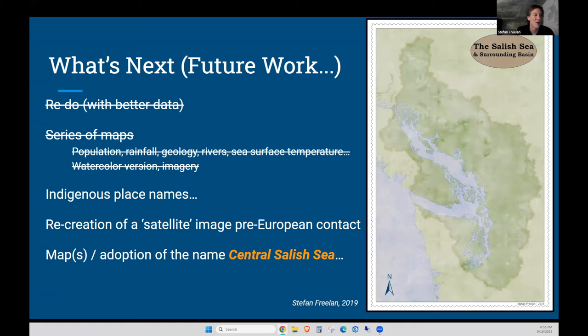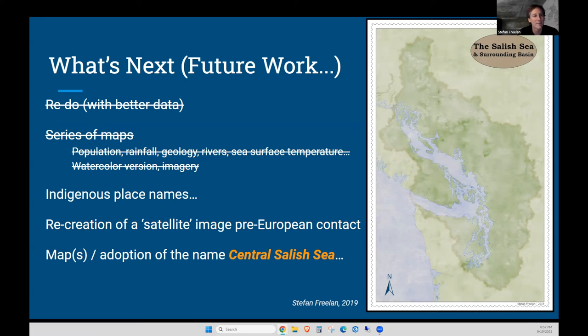Likewise, there was this long discussion of let's do a series of maps, not just one. But Dr. Flowers got that, so I can cross that off. The indigenous place names, again, I think that's somebody else's task, not mine. I do still like the idea of making the FAW satellite image, the 1850s satellite image of the Salish Sea. I think that'd be fun.